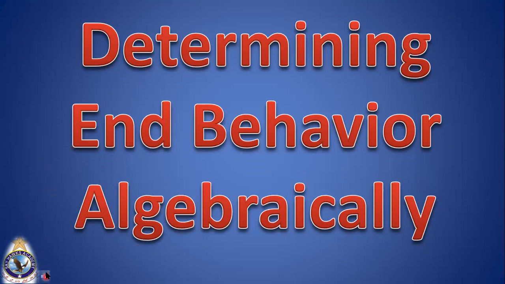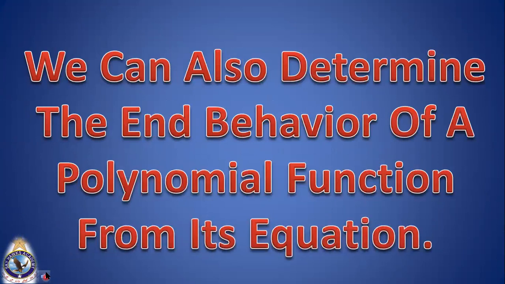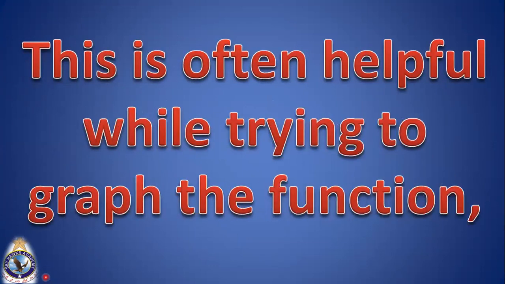Okay, let's see. We can also determine the end behavior of a polynomial function from its equation. If the equation is given and there is no graph, no pictorial view, so what will we have to do? This is often helpful while trying to graph the function. So this end behavior is useful if you're asked to graph the function when the equations are given and you are just looking for the graph.